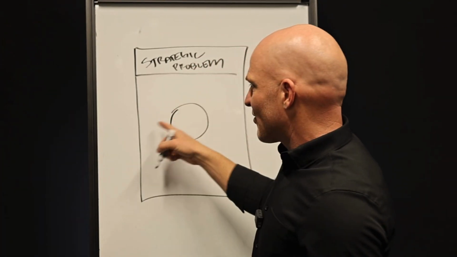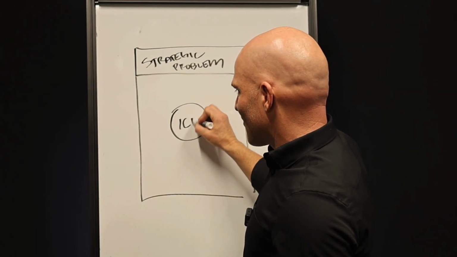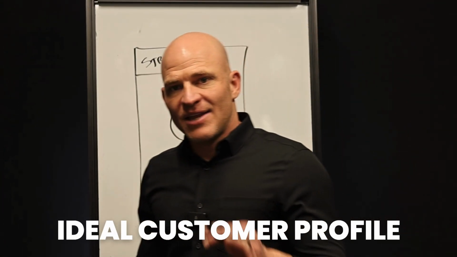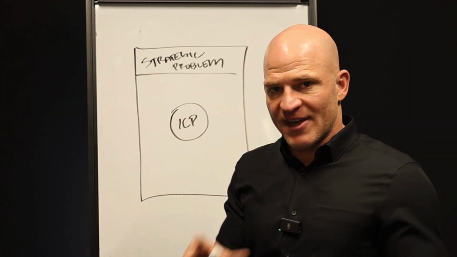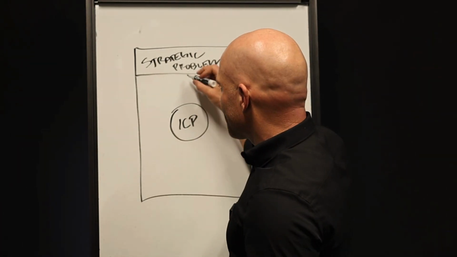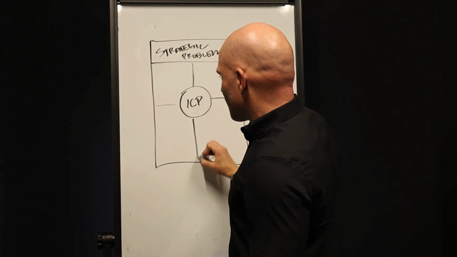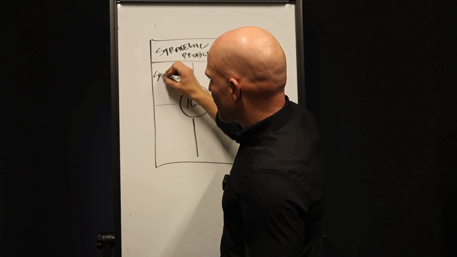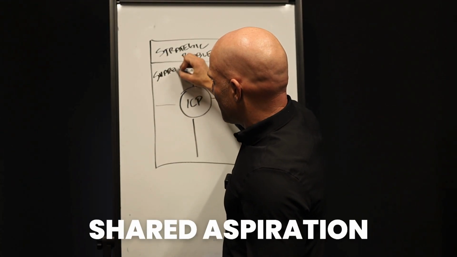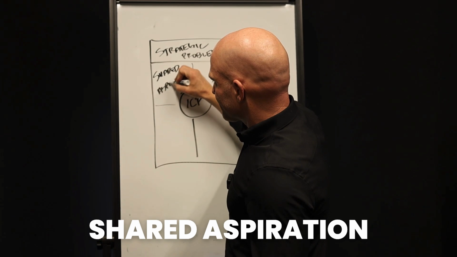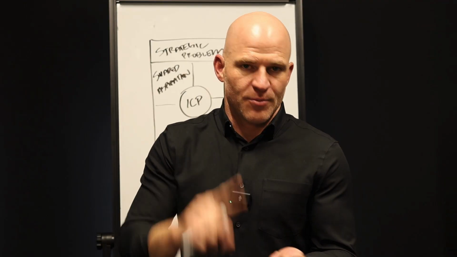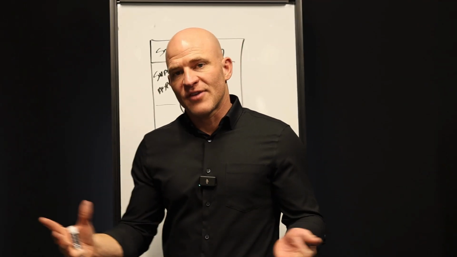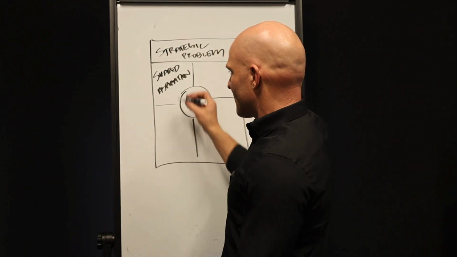At the very center of your strategy, you have your ICP. That's your ideal customer profile. This is the one avatar that you're setting out to serve, okay? Then we have 4 quadrants surrounding the ICP, starting with shared aspiration. And this is where you define what does winning look like for your company, for your customers, for your employees, for your vendors, for your investors, all the stakeholders in your business.